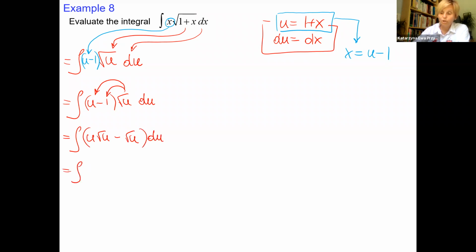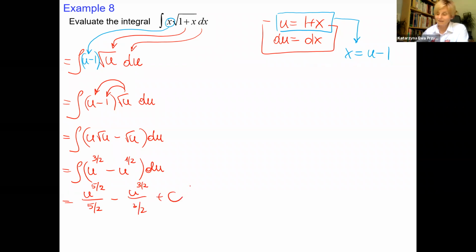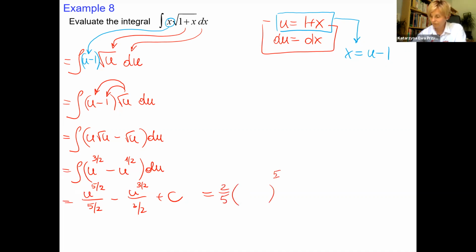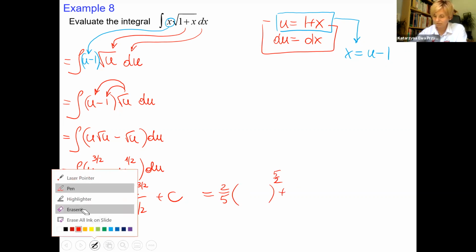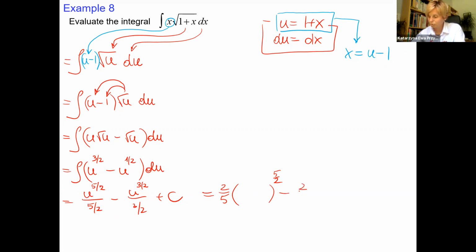We can get a common factor. u times root u is u to the power of 1 times u to the power of 1 half. 1 plus 1 half is 3 halves. Square root of u is just exponent 1 half. Now we can use the formula. u to the power of 3 halves becomes u to the power of 5 halves over 5 halves. u to the power of 1 half becomes 3 halves over 3 halves. Okay, almost correct. Oh, we have to flip the fraction, 2 over 5. 2 over 5 u to the power of 5 halves, minus, actually I have to be careful, minus 2 over 3 u to the power of 3 over 2, plus the constant.